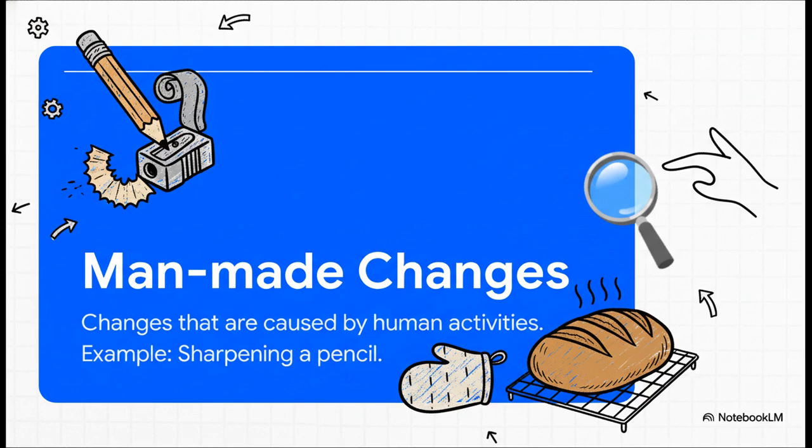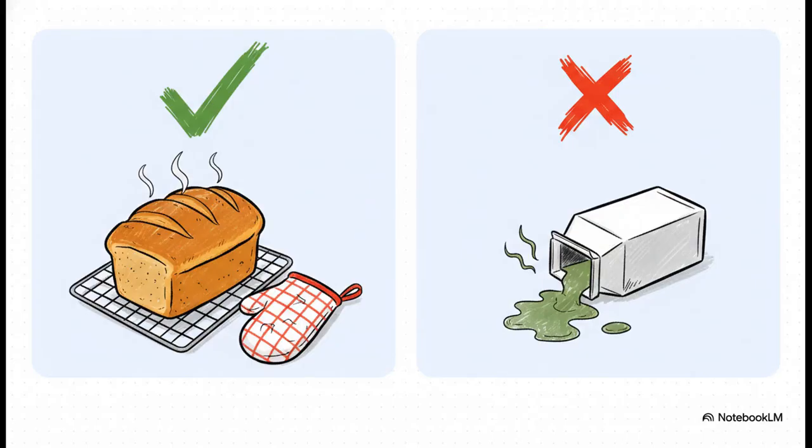And then, of course, there are the changes we cause. Sharpening a pencil, baking a loaf of bread. Anytime a person is the reason for the change, well, that's a man-made change. We're the ones making it happen. Okay, another way we can slice this is by thinking, is this change good for us or not so much? Cooking food, super useful. It makes things taste way better and easier to eat. But spoiled milk, yeah, that's definitely a harmful change, especially if you were about to pour it on your cereal.